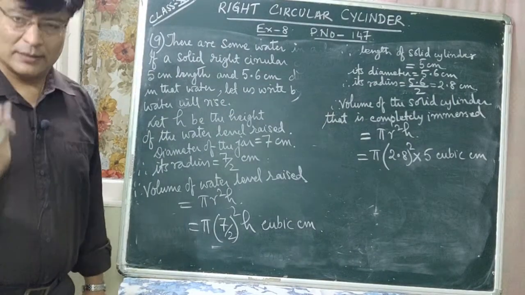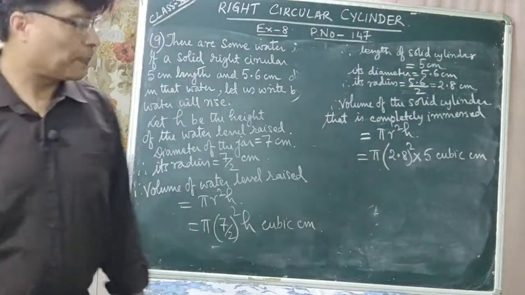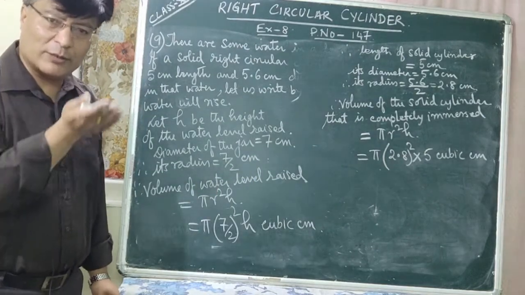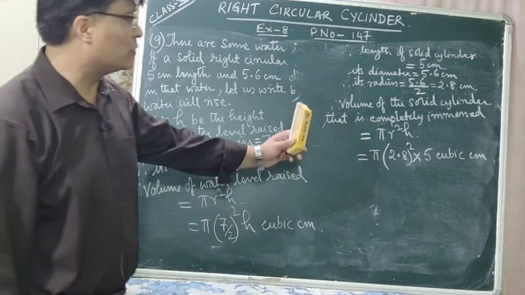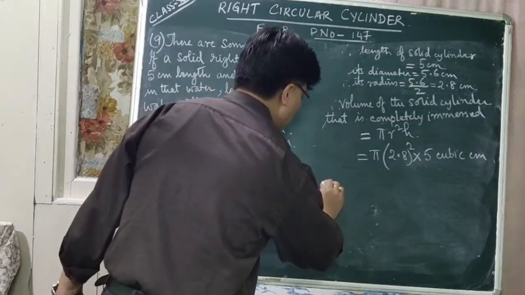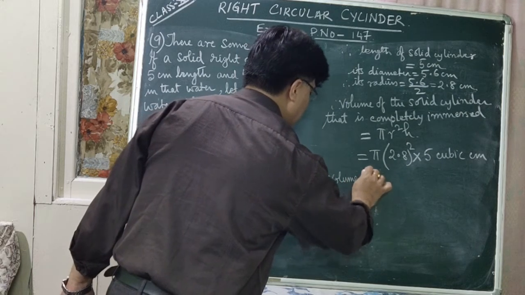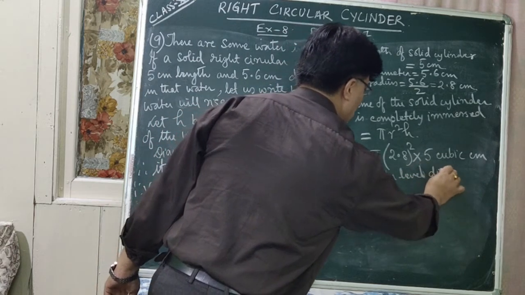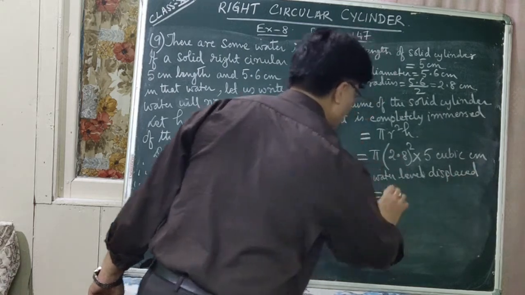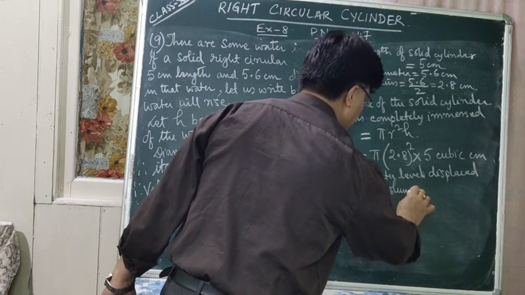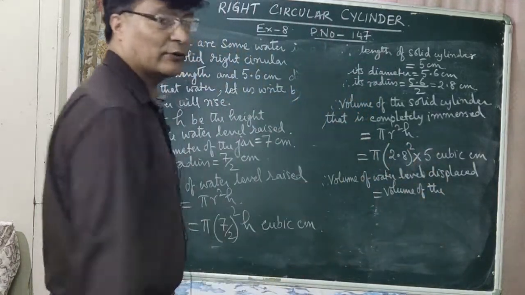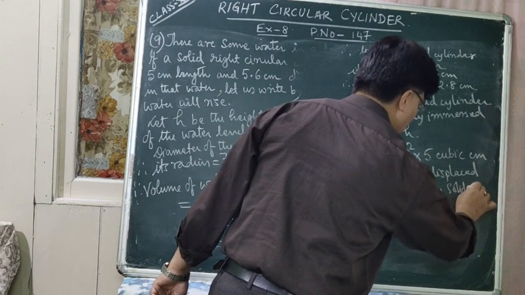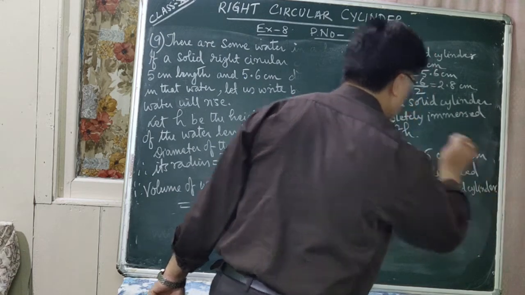So I think you have understood it. Now you have to write down that volume of the water level raised or volume of the water level displaced, both are the same, is equal to volume of the solid cylinder. So therefore volume of water level displaced is equal to volume of the solid cylinder. Try to write volume in one line as much as possible, okay? Don't write it broken into the line below.